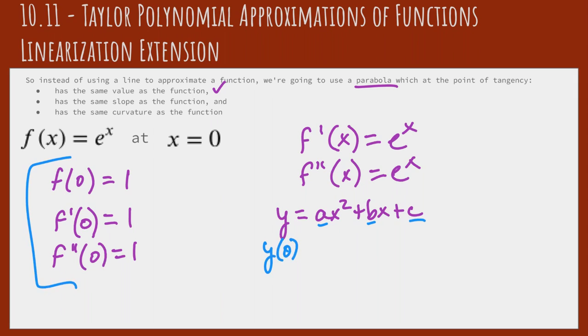And in this case, I'm going to say y of 0 is equal to 1. And if we plug 0 in for x, we get a times 0 plus b times 0 plus c, which tells us that c has to equal 1.